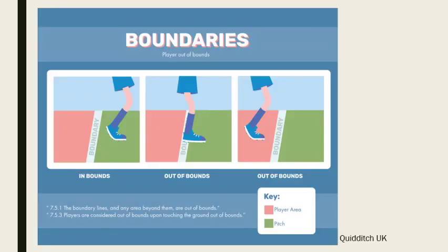So I've stolen some pictures from Quidditch UK here because they went and made some. So thanks Quidditch UK for these. So that's just, really clear. On the line is out, inside is in, outside is out. Pretty straightforward.